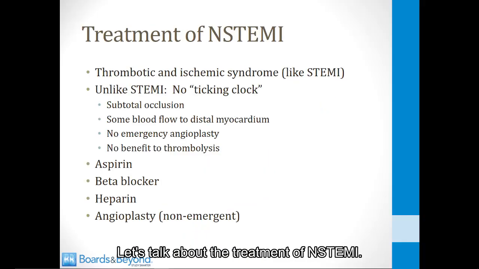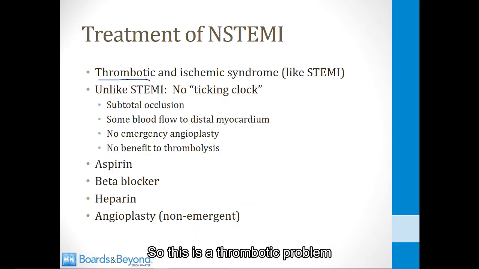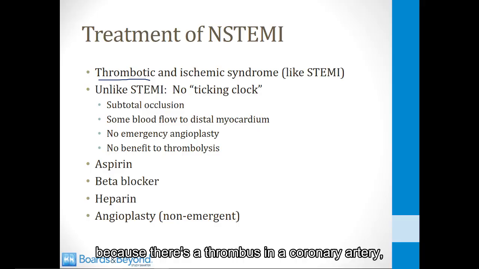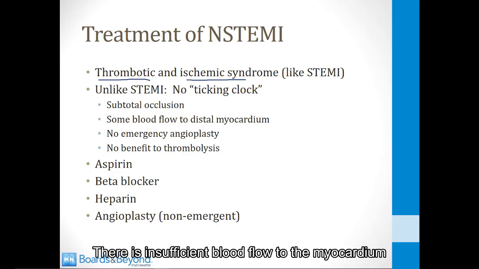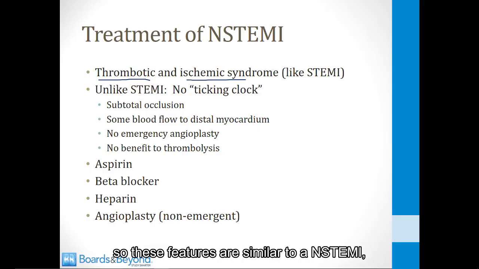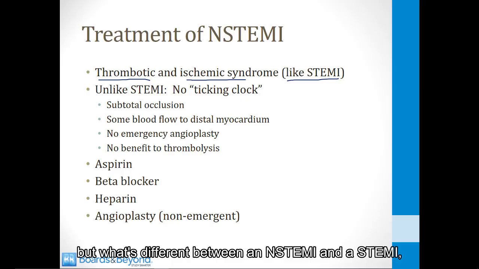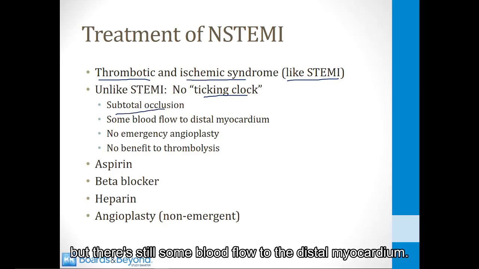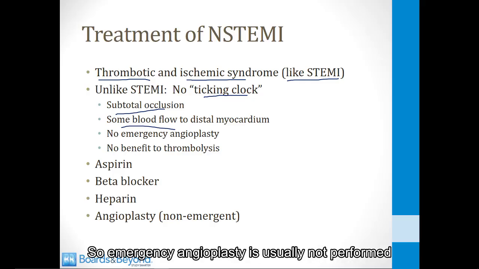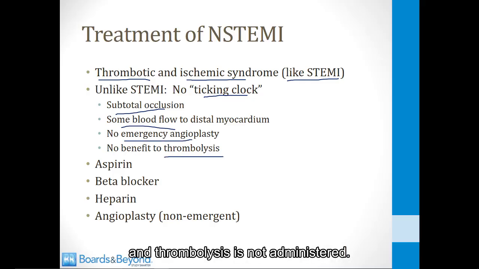Let's talk about the treatment of NSTEMI. So this is a thrombotic problem because there's a thrombus in a coronary artery, and it's also an ischemic problem. There is insufficient blood flow to the myocardium. So these features are similar to a STEMI, but what's different between an NSTEMI and a STEMI is that there's no ticking clock. An NSTEMI has a subtotal occlusion, but there's still some blood flow to the distal myocardium. So emergency angioplasty is usually not performed and thrombolysis is not administered.